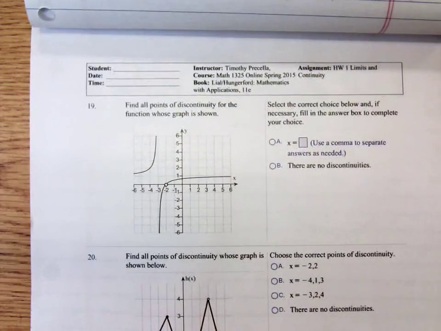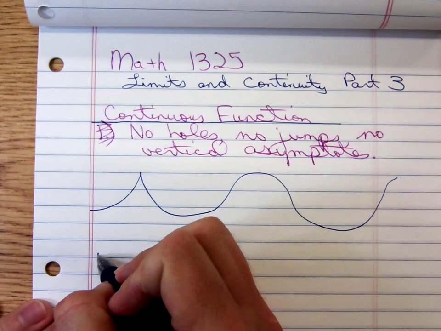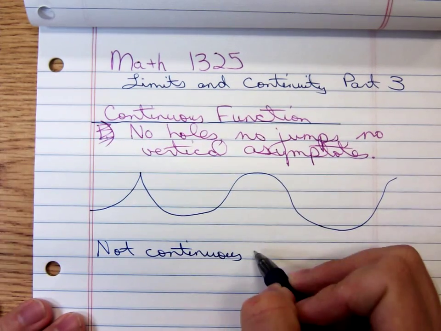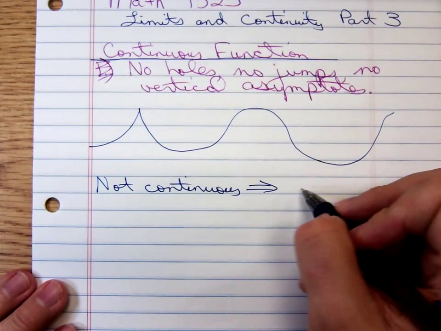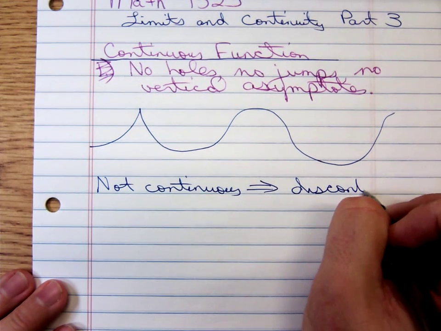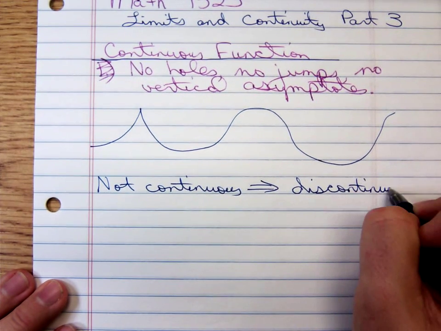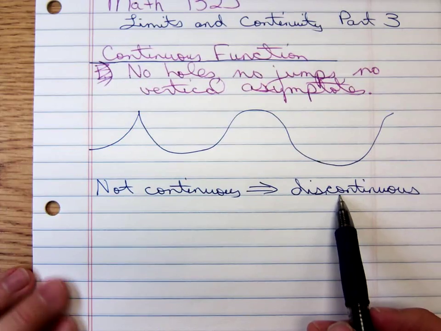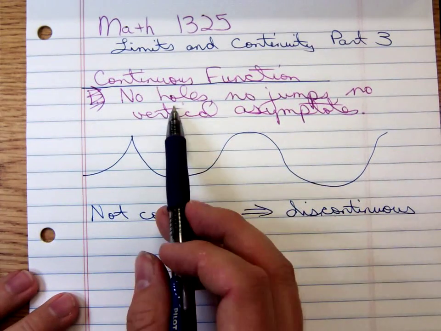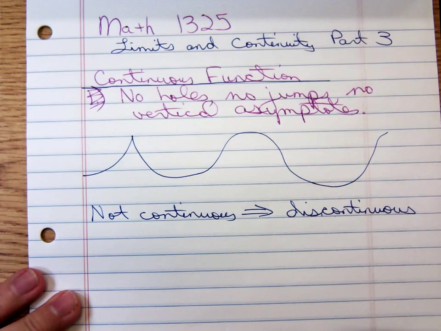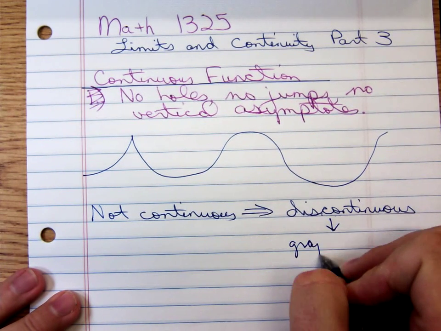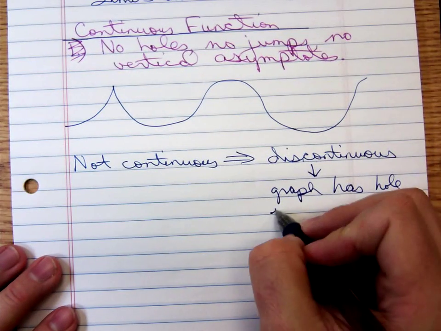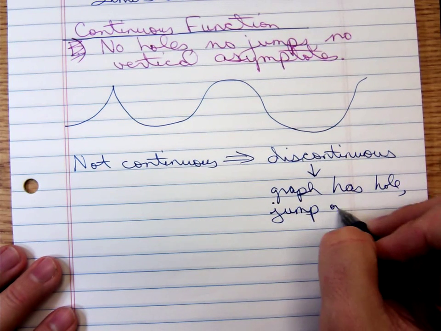Oh, another term. If a function is not continuous, we say that the function is discontinuous. So discontinuous means the function is not continuous there. That means there's a hole or a jump or a vertical asymptote. I'll say the graph has a hole, one of those missing points, a jump, or a vertical asymptote.